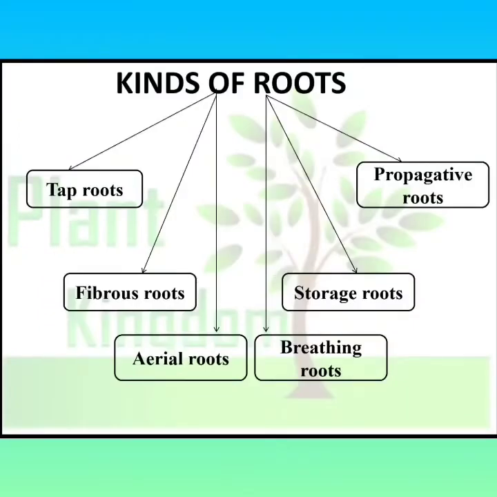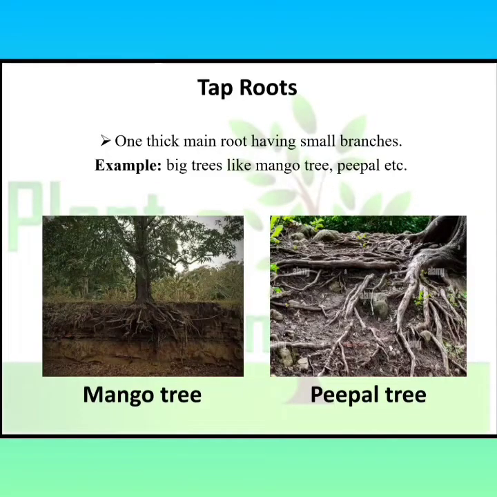Now we will talk about the different kinds of roots. We have 6 types of roots here. Main are taproot and fibrous root. Then we have aerial root, breathing root, storage roots and propagative roots. First we will talk about the taproot. What is taproot? Taproot is one thick main root having small branches, like mango tree, peepal, etc.